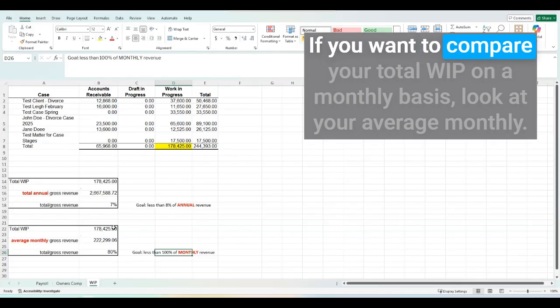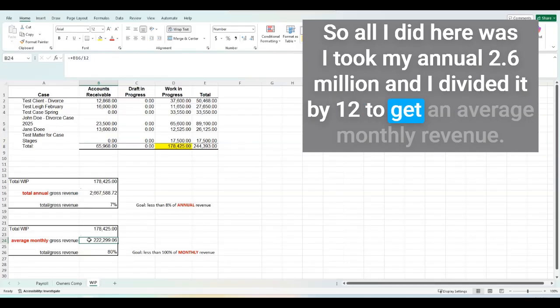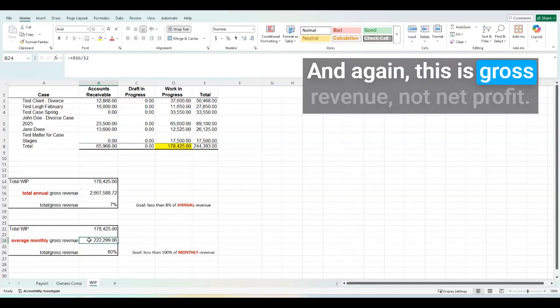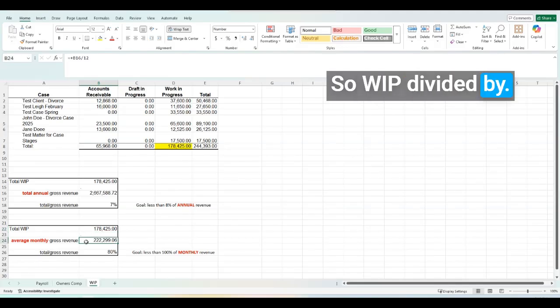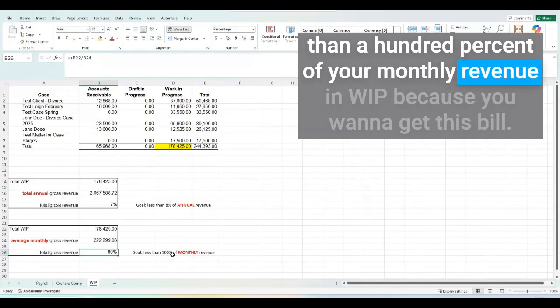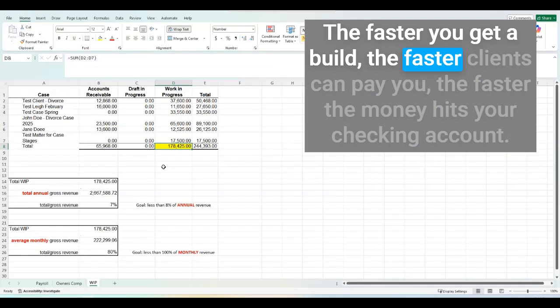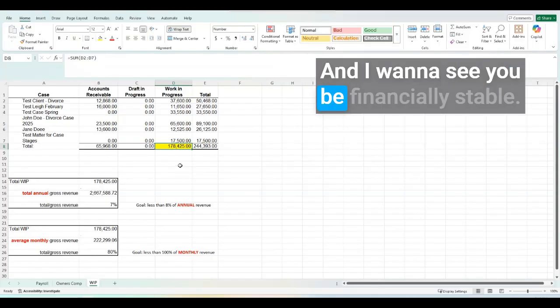If you want to compare your total WIP on a monthly basis, look at your average monthly. All I did here was take my annual 2.6 million and divide it by 12 to get an average monthly revenue. And again, this is gross revenue, not net profit. We're talking top line revenue. So WIP divided by average monthly gross revenue, and in this example, it's 80%. And the goal is to have less than 100% of your monthly revenue in WIP, because you want to get this billed. The faster you get it billed, the faster clients can pay you, the faster the money hits your checking account. And I want to see you be financially stable.